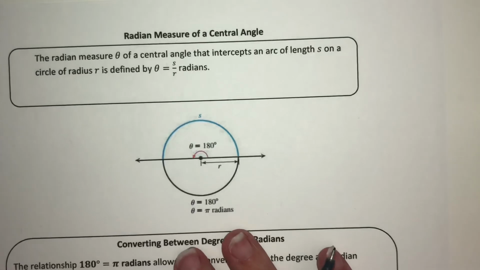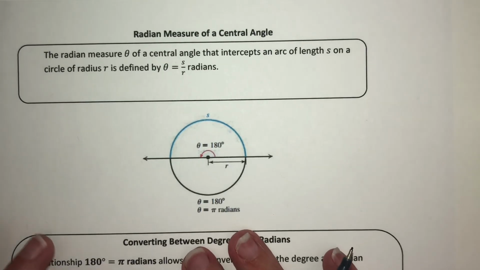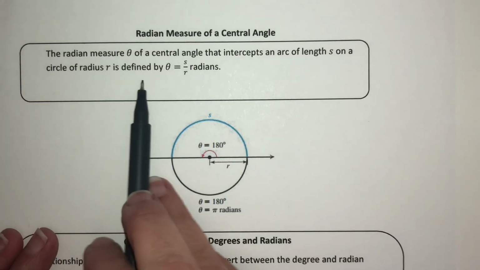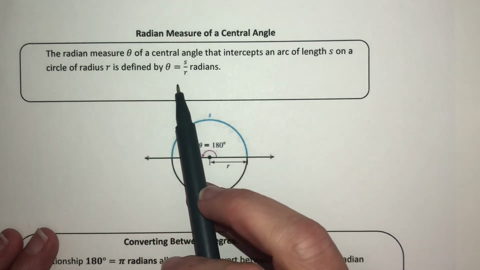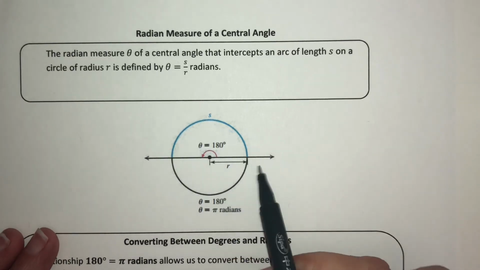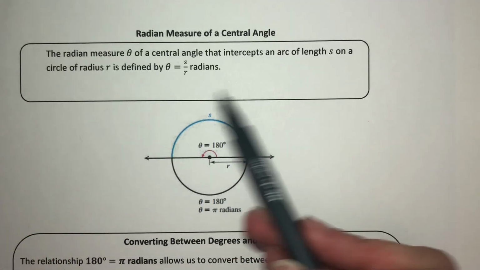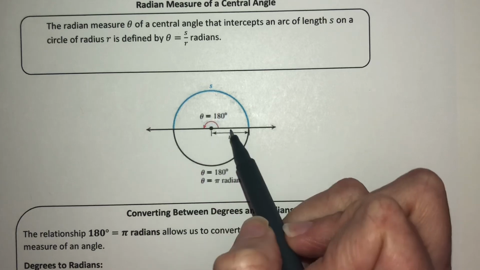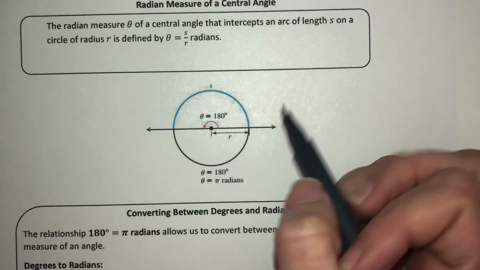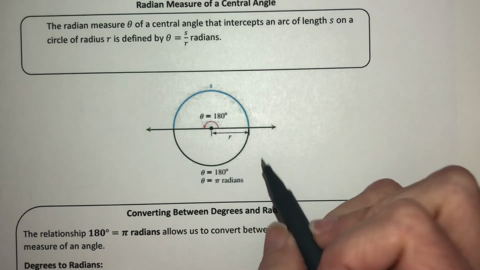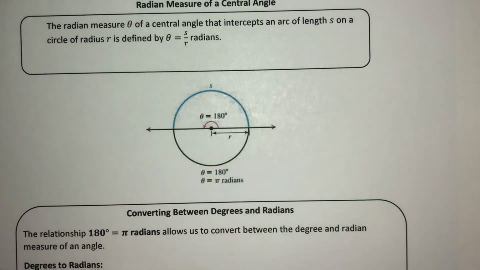The radian measure of a central angle that intercepts an arc of length s on a circle of radius r is defined by theta equals s over r. So if we know the arc length of an angle and we know the radius, we can determine the number of radians. So here we have an example. We know that we have a 100-degree angle, and our theta here would be pi radians. This is s divided by r. We have that.